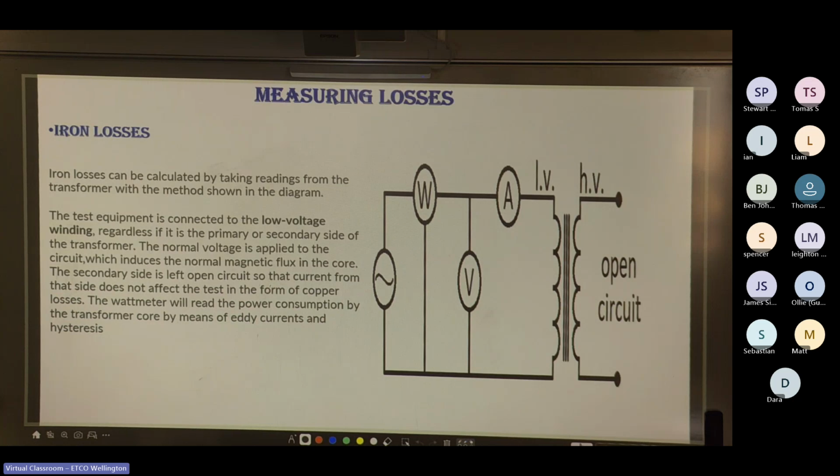Cool, so measuring losses. Iron losses can be calculated by taking readings from the transformer with the method shown in the diagram. The test equipment is connected to the low voltage windings, regardless of whether it's the primary or secondary side of the transformer. The normal voltage is applied to the circuit, which induces the normal magnetic flux in the core. The secondary side is left open circuit so that the current from that side does not affect the test in the form of copper losses. The watt meter will read the power consumed by the transformer core by means of eddy currents and hysteresis.